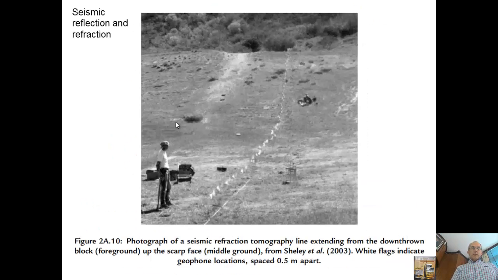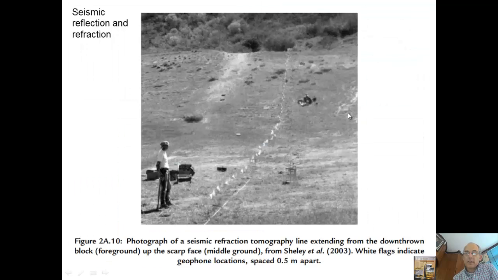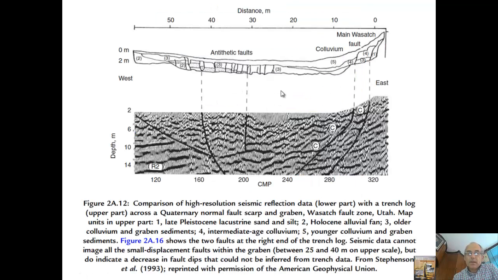Perpendicular. So the fault goes like this. So this line would probably be something like this. So the seismic line comes across, and this scarp here would be the same as this scarp. Maybe the same place, although there are different papers I see.